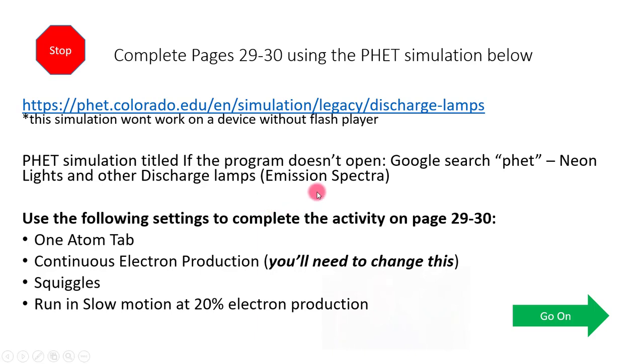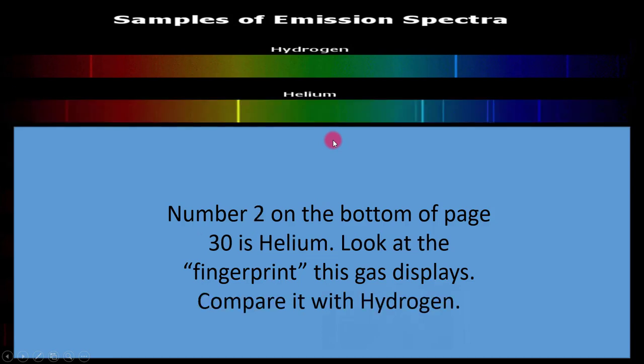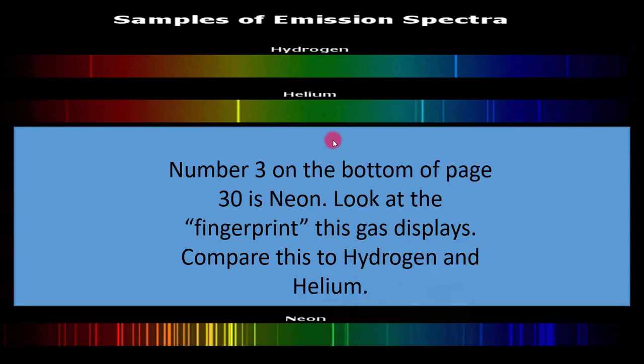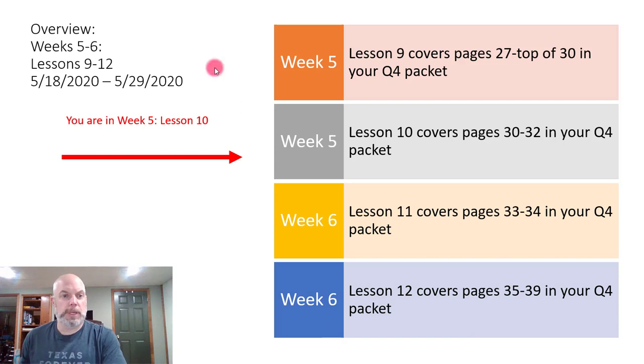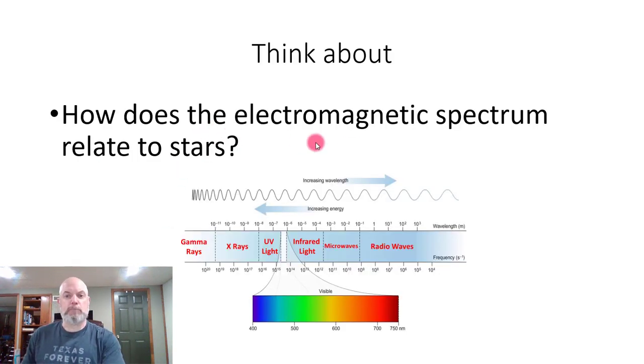When you look at the slideshow, there's a couple of other things. They give you some of these pictures in there, so you can just use those and try to answer the questions with those. Okay, and then you're on to lesson 10. So pages 30 through 32 in your packet. How does the electromagnetic spectrum relate to stars? Remember back on this, at one point you were supposed to have filled this in on an older thing.